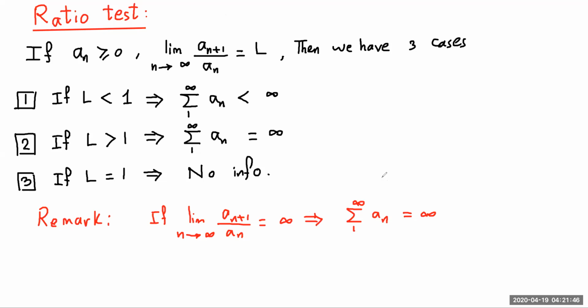But if the series is not positive, maybe it diverges, but it's not equal to infinity. In this case, diverge means the limit doesn't exist. If it's not equal to infinity and not convergent at the same time, the answer for that series doesn't exist. Let's take some examples.